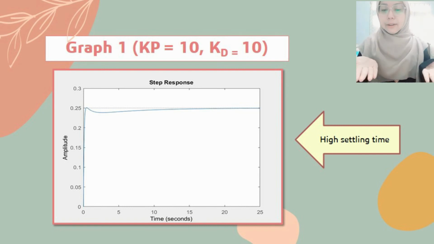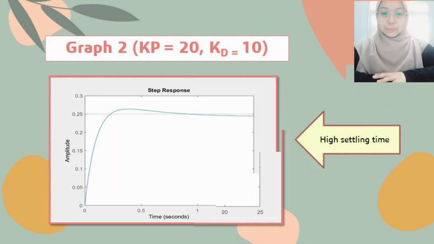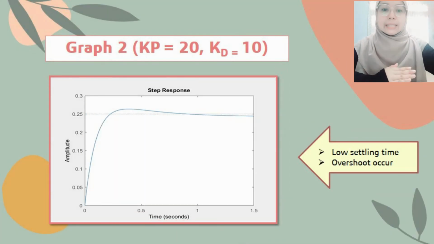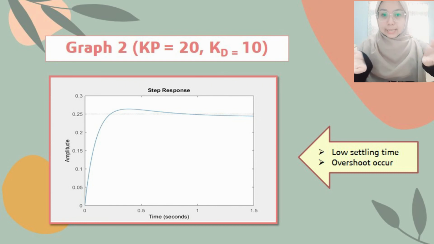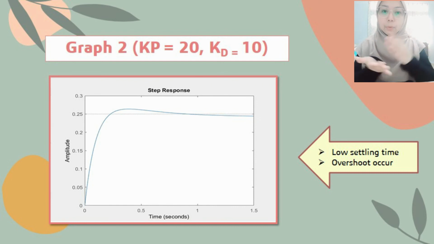For this first graph, we use the value of KP and KD equal to 10. As we can see, there is almost 0% overshoot, however the settling time is quite high. For the second graph, we increase the value of KP to 20. However, for KD we still keep it the same. As we can see, the settling time has become lower. However, an overshoot and steady state error occur.